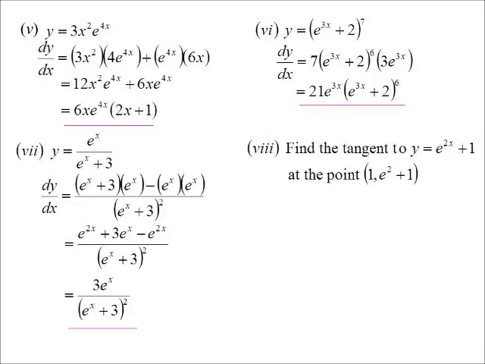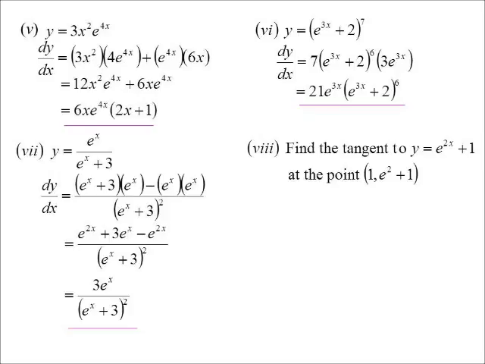Let's do a practical question. So we've got our curve y equals e to the 2x plus 1. What would that look like? We've got our basic exponential curve. By making it 2x instead of x, what's that going to do to the curve?